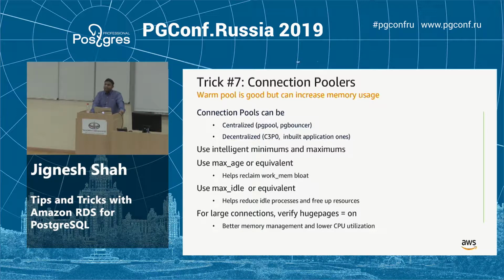So by using the max age, you will recycle the connections and it will free that work_mem back to the system. Otherwise, if that same query is now running on different connections, it will start bloating up every connection, every session in that connection pool, and doesn't really buy you anything. So keep an eye on that and use that.